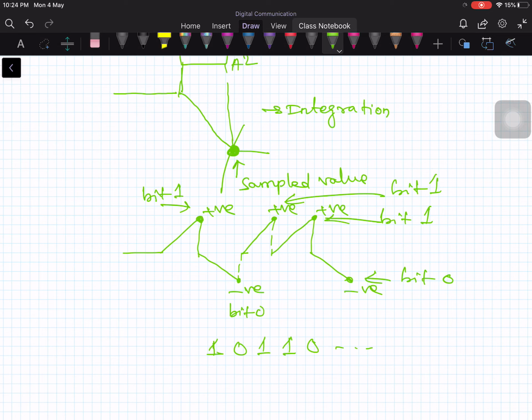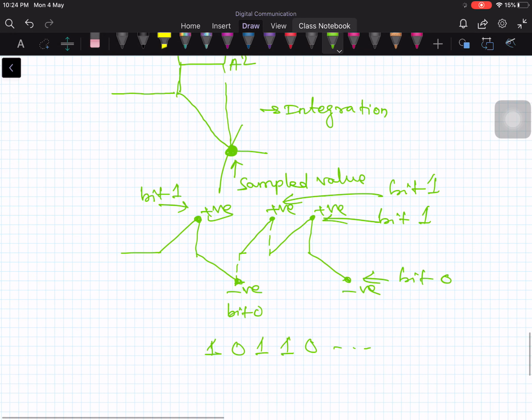Okay, so this is a positive pulse, now this is a negative pulse, and this is a positive pulse. So you dump it again. Once you sample the value, then dump it to 0 value. So this is the line of 0. This is 0 volt.